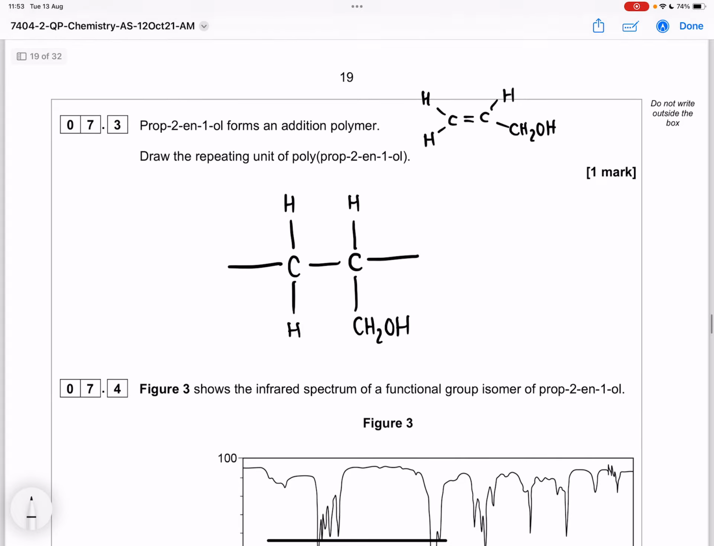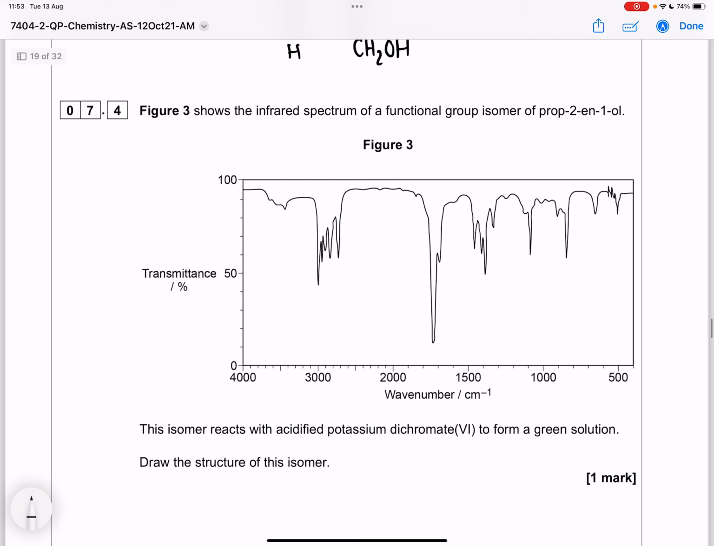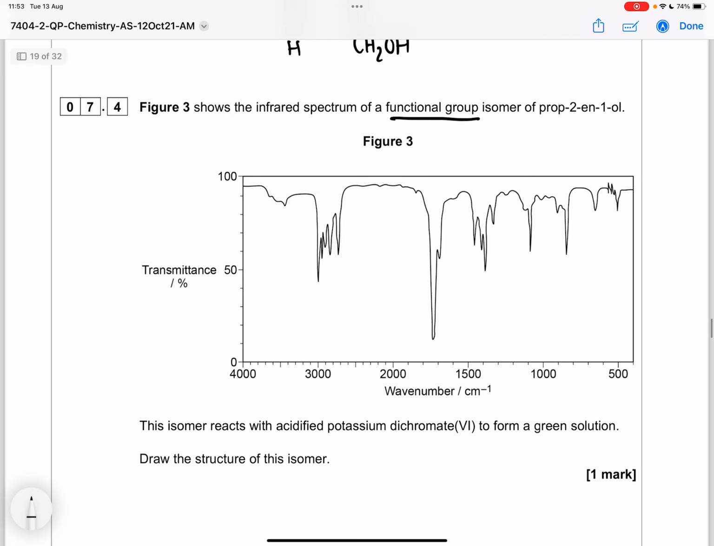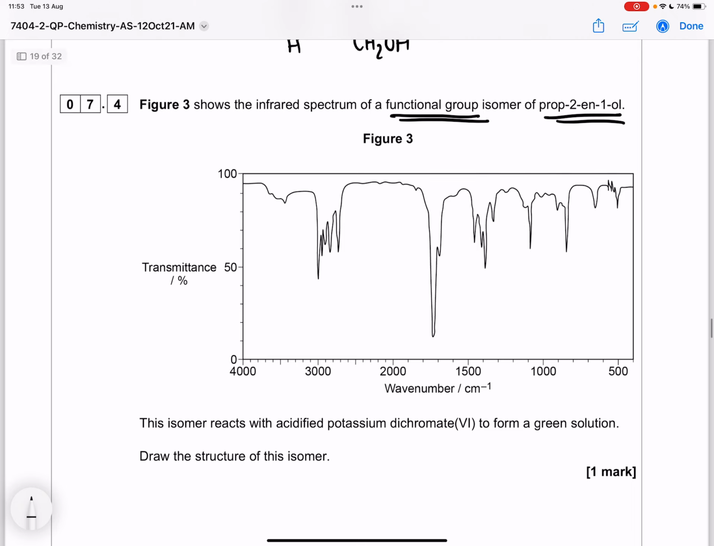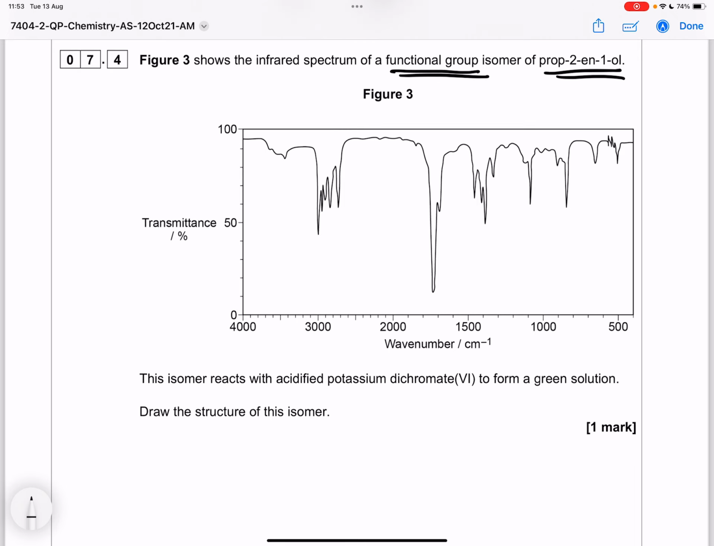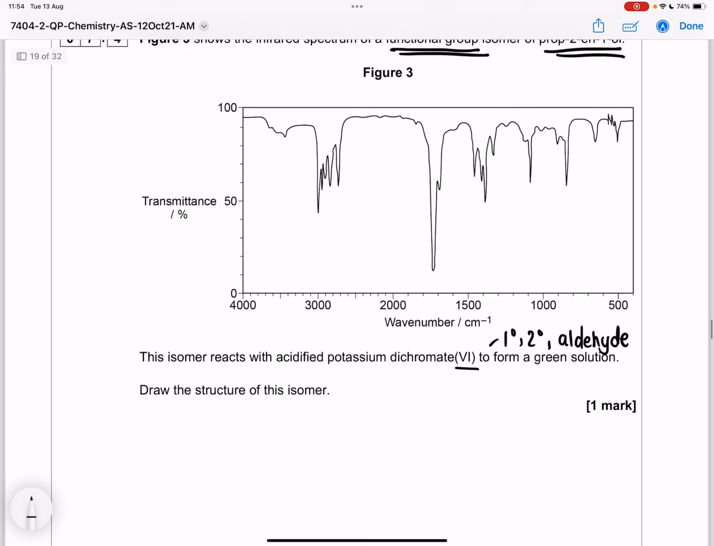It's a repeating unit. Figure 3 shows the infrared spectrum of a functional group isomer. So it's not prop-2-ene-1-ol, it has a different functional group. That could be that instead of the ene, it is an ane, or instead of the ol, it is something else with an oxygen, but it's not an ol, so like a ketone or an aldehyde. This isomer reacts with acidified potassium dichromate, which means it's either a primary alcohol, a secondary alcohol, or an aldehyde, because they're the things that can be oxidized by acidified potassium dichromate. It says draw the structure of the isomer.